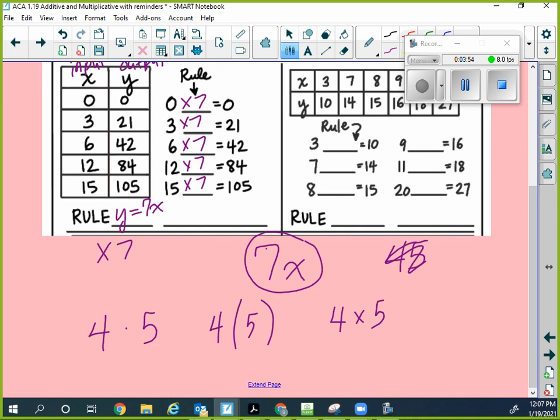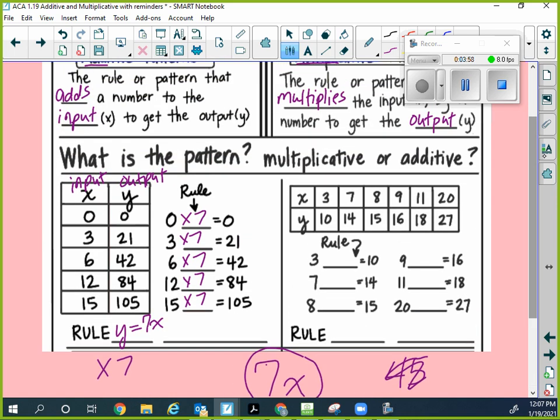Okay, good? Okay, and then in this relationship right here, would it be additive or multiplicative? And how do you know? Because we multiply it, that's exactly right.